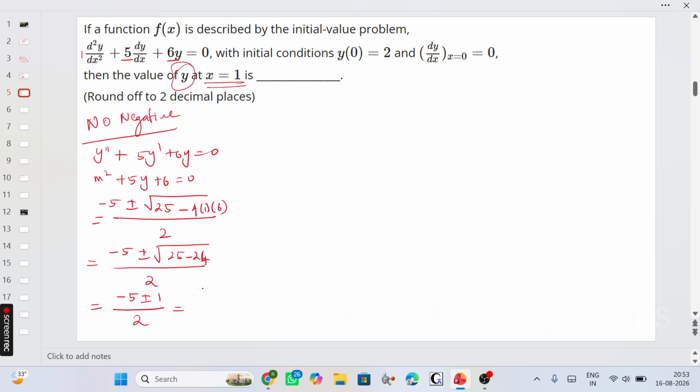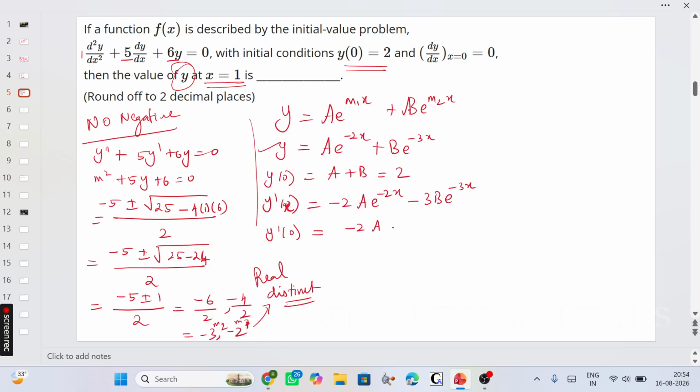So this is y prime of x. Let's apply the condition here. Y prime of 0 is equal to minus 2a minus 3b equal to 0. So we have equation number 1 here, which is a plus b equal to 2, and here we have minus 2a minus 3b equal to 0. So this is one equation and this is another equation. We have two equations and two unknowns.